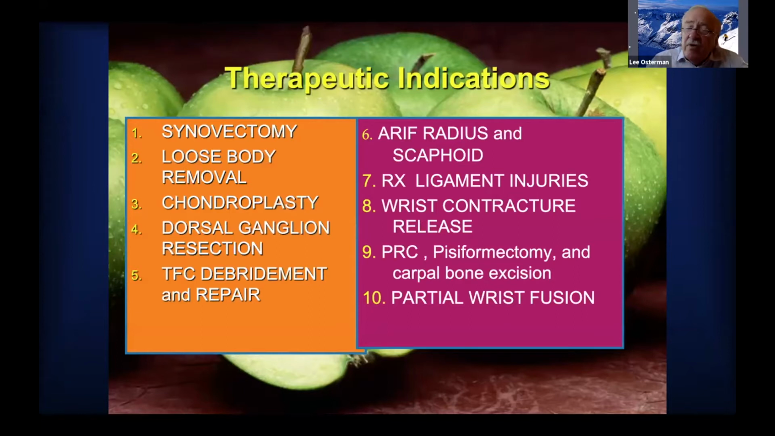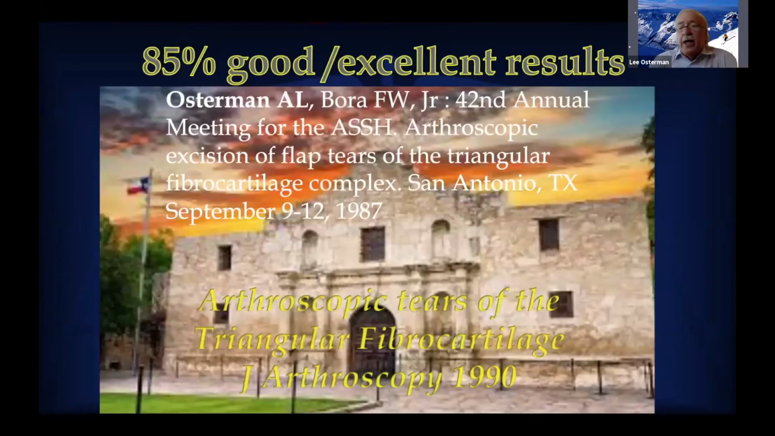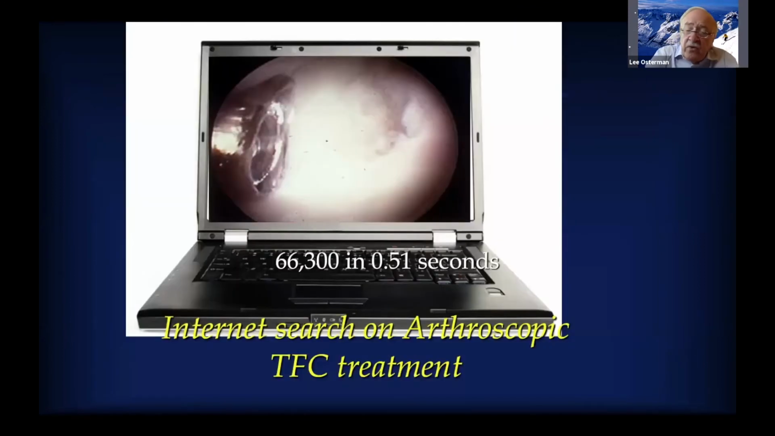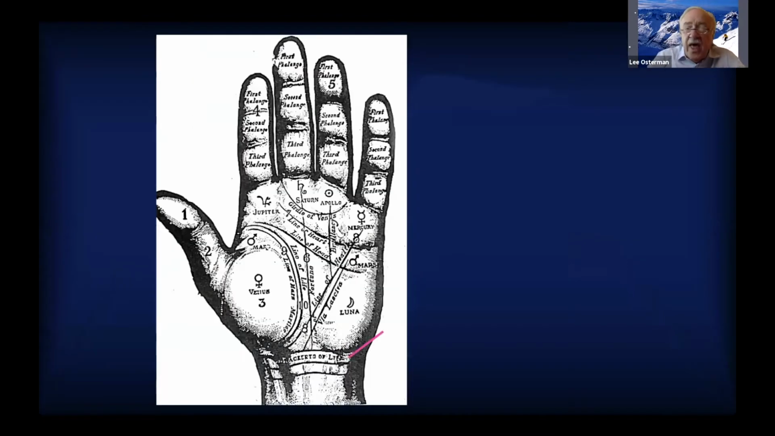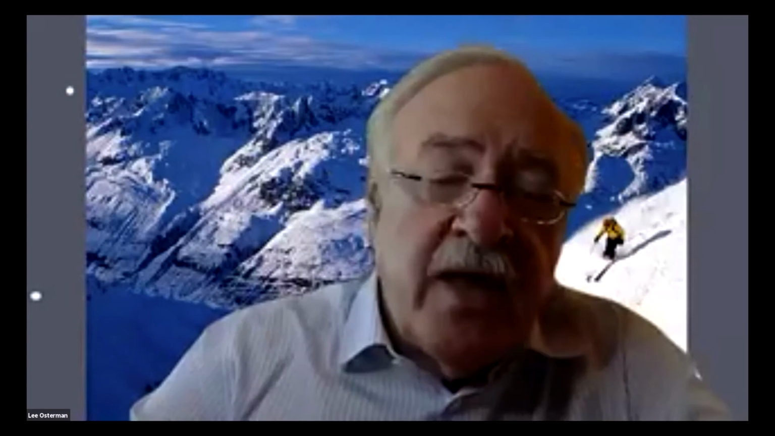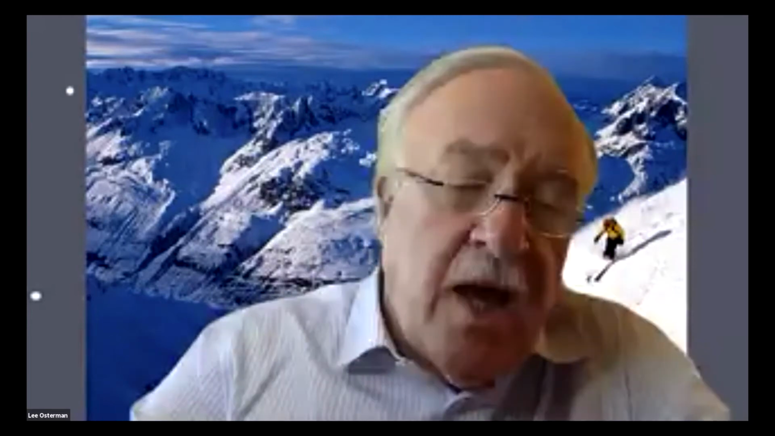We then have a number of therapeutic options which are growing daily and which we're going to talk about today. Most people in hand surgery would use it for wrist arthroscopy, and the early papers suggested for simple debridement of the TFC that arthroscopic surgery was good. In fact, now, if you do an internet search on arthroscopic TFC treatment, in barely 0.5 seconds, you get 66,000 plus entries. So with that, I'll stop sharing and we'll bring on Tom Hunt, who will tell us about its role in the TFC.